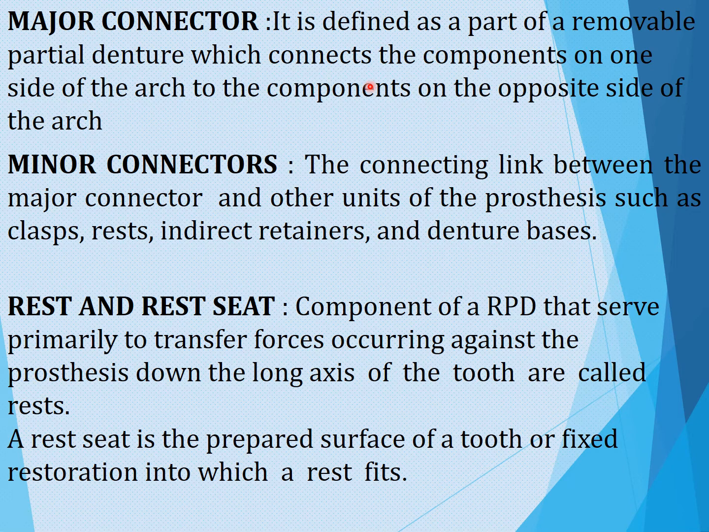Coming to the major connector, it's defined as the part of the removable partial denture which connects the components on one side of the arch to the components on the opposite side. Okay, so that's the major portion. The minor connector just links between the major connector and the other units of the prosthesis. Okay, the other units: clasp, rest, indirect retainer, and denture bases.